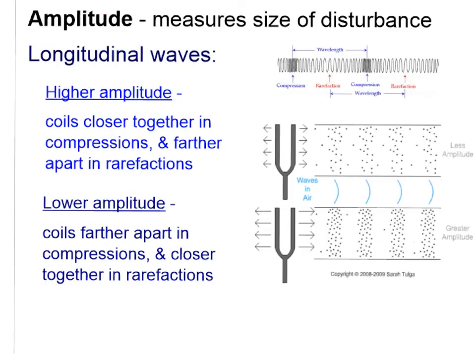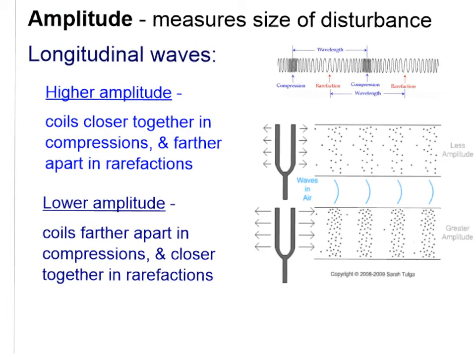So let's look at another property of waves. This is the very last one we're going to mention. It's called amplitude. Amplitude is a measure of the size of disturbance from that wave. If the wave's amplitude is greater, the disturbance from that wave is greater. Amplitude is also measured differently for longitudinal and transverse waves. So let's first look at longitudinal waves.